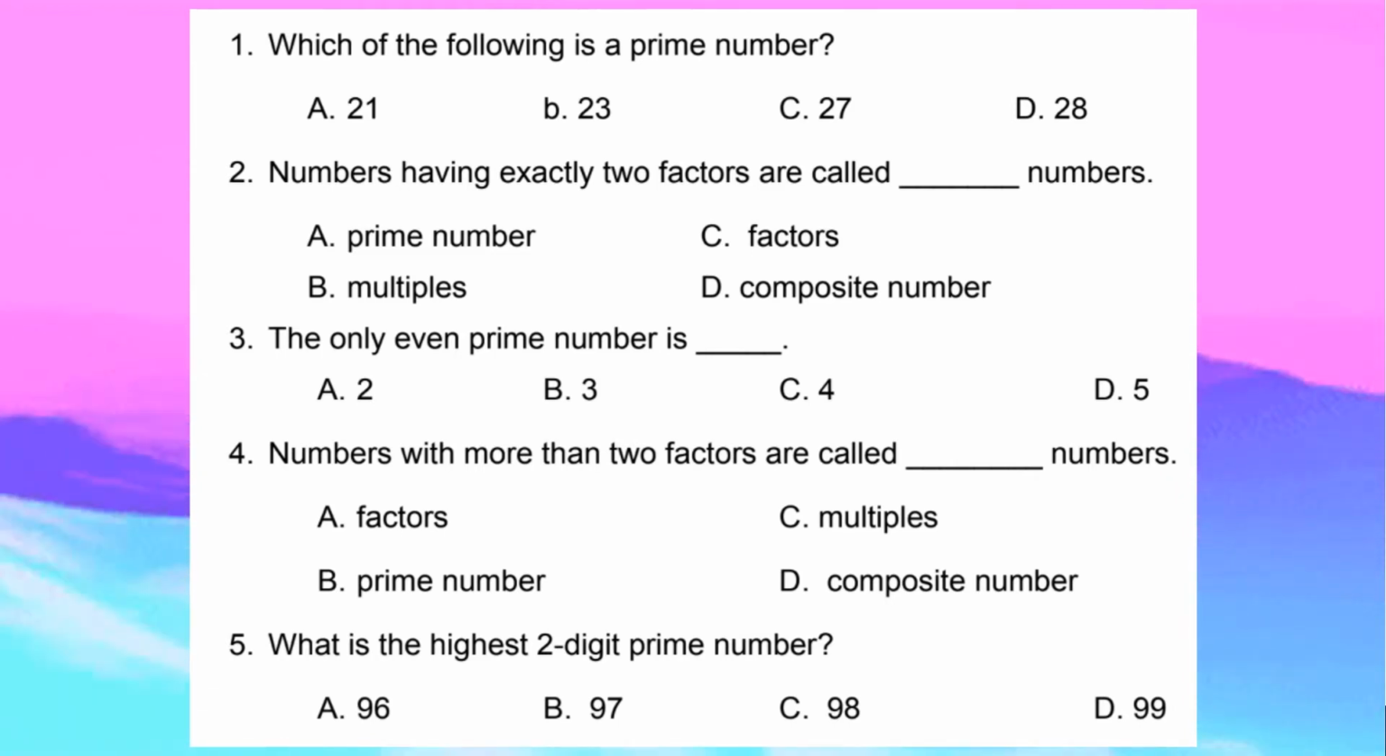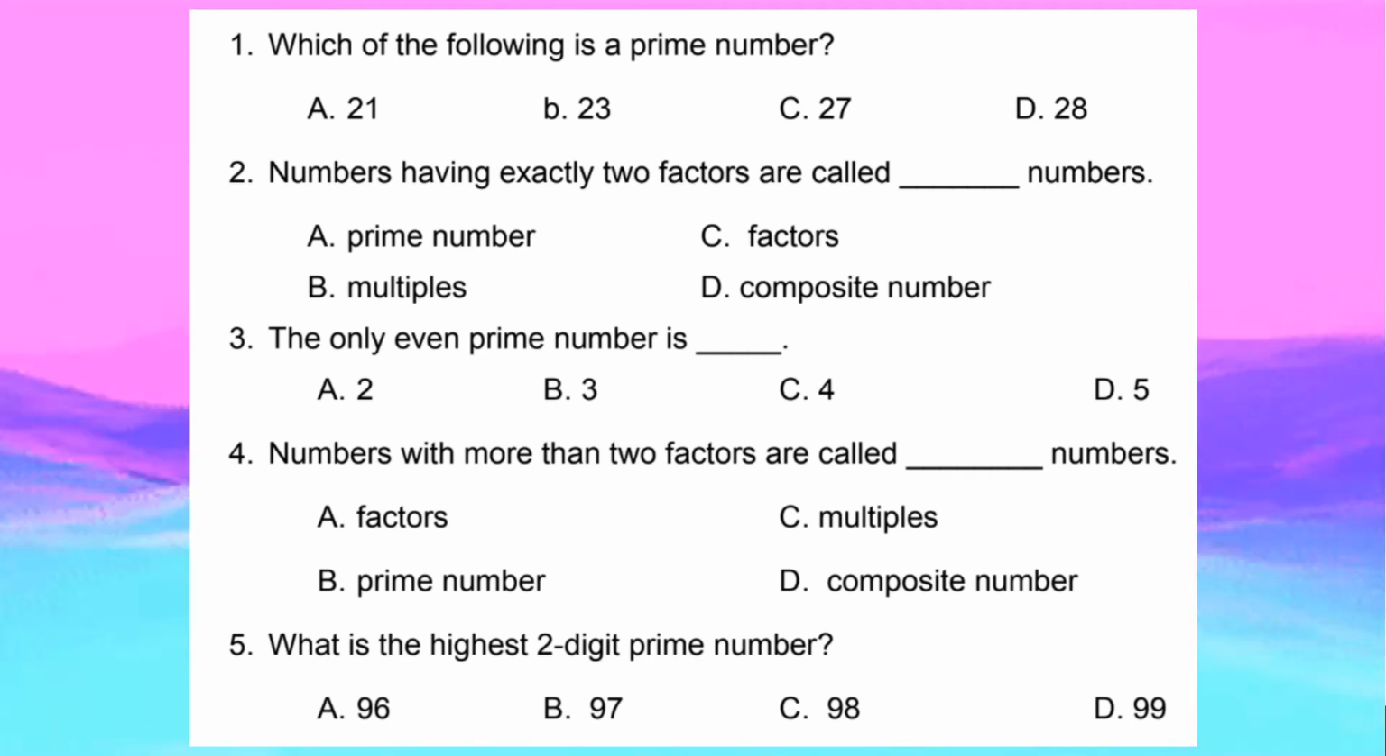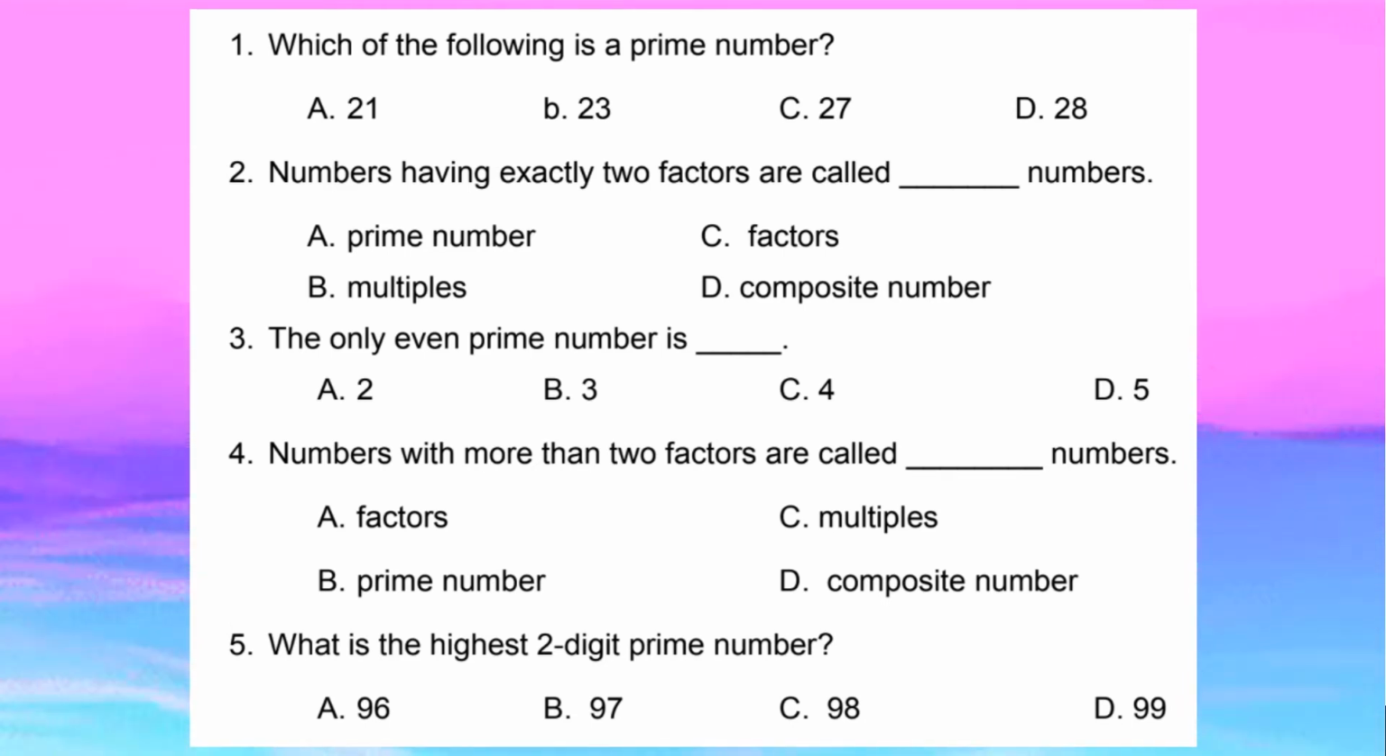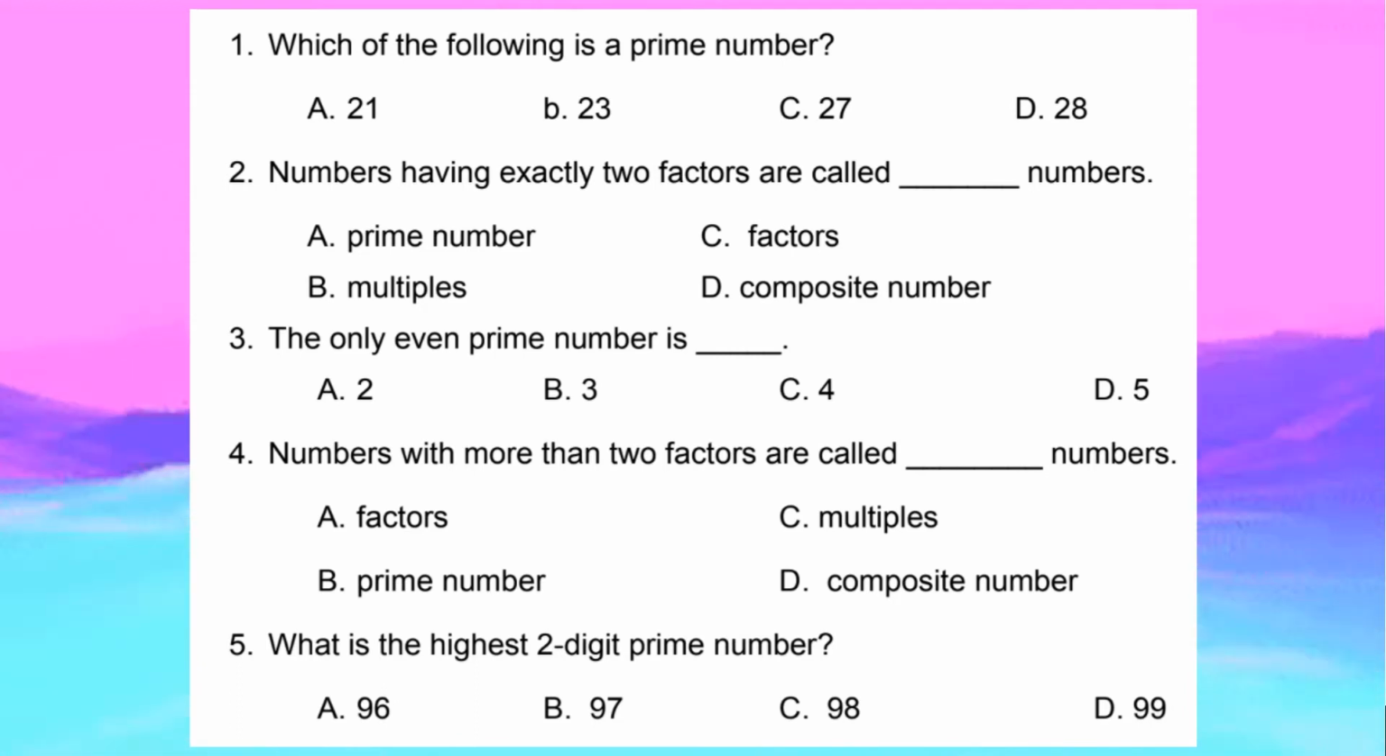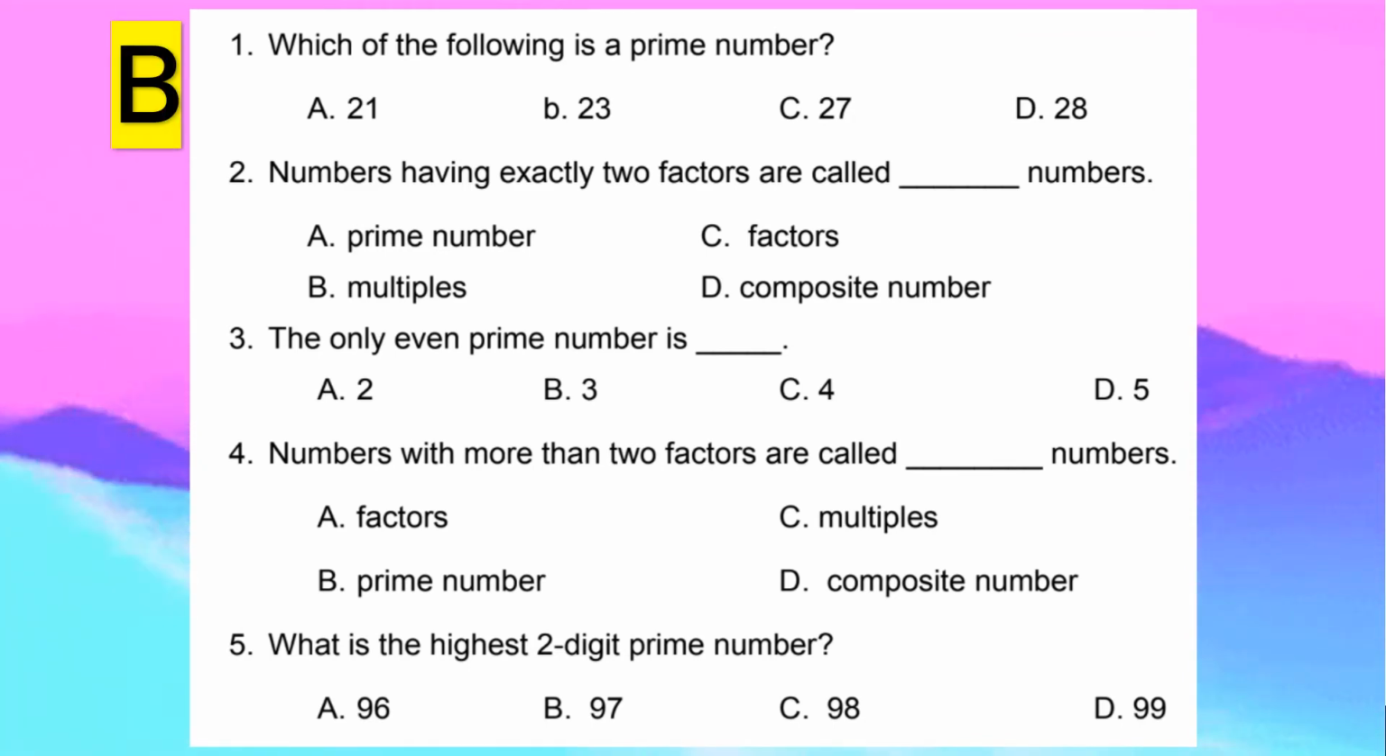Okay, so the only number which is prime in the choices is 23. Okay, class, so start with number 1. Which of the following is a prime number? If you still remember, a prime number has 2 factors. A. 21. B. 23. C. 27. And D. 28. Choose only one. Absolutely correct. It's letter B, 23.